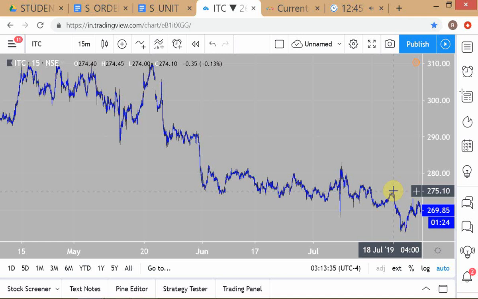Is everyone clear? Assuming that the stop is executed at 275.15 itself, it may end up getting executed at 275.20 or 25, but let's assume that it's going to get executed. So my per share risk is 275.15 to 270. So 5.15 is my per share risk.